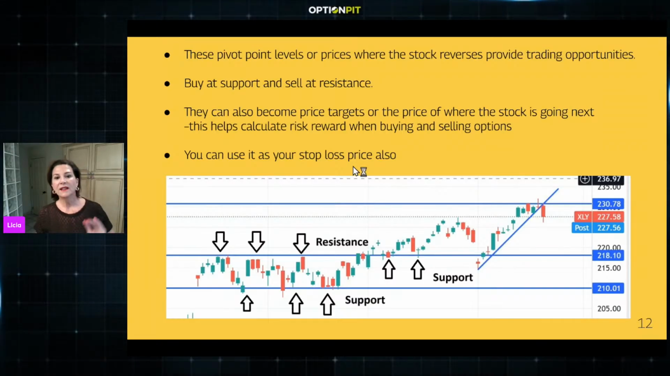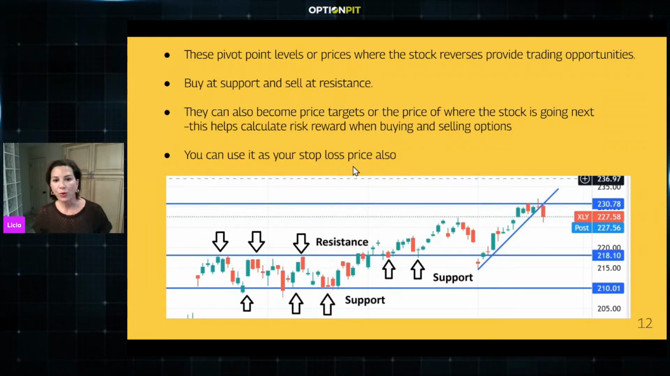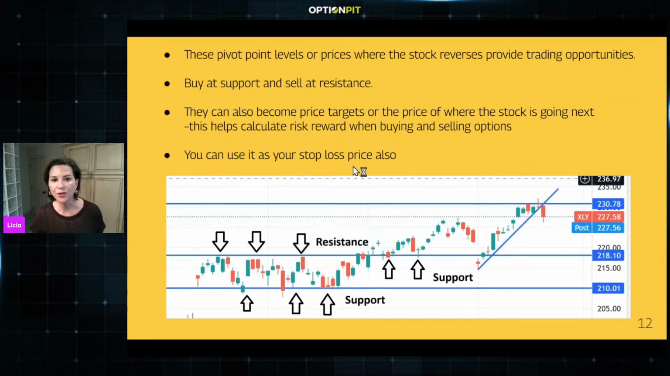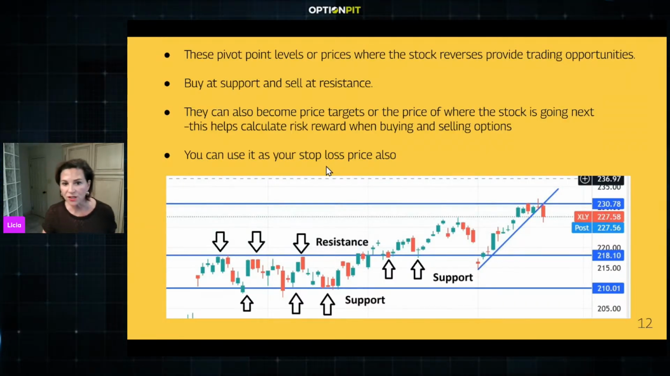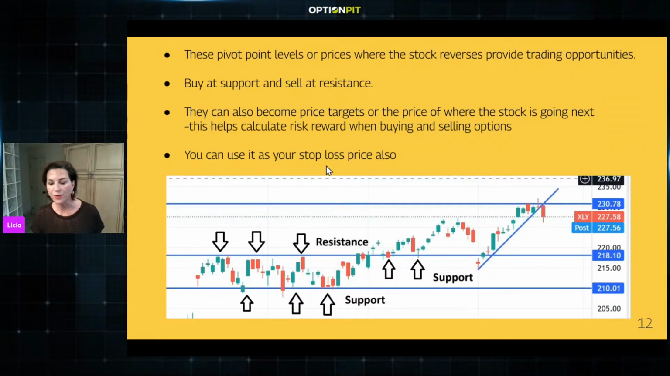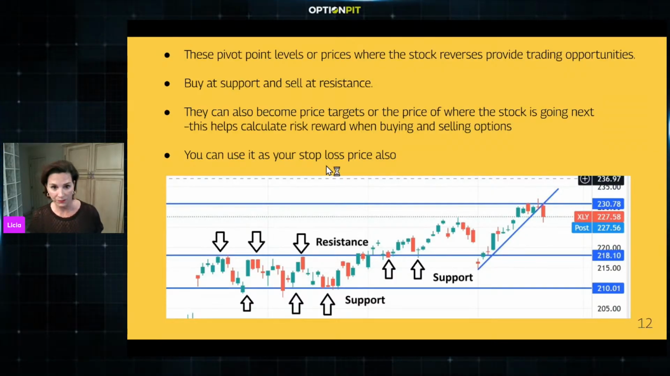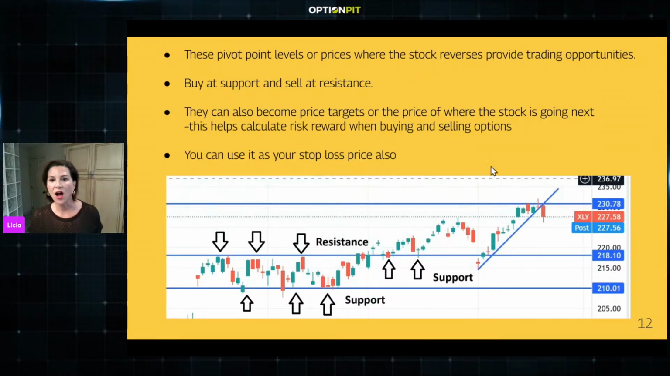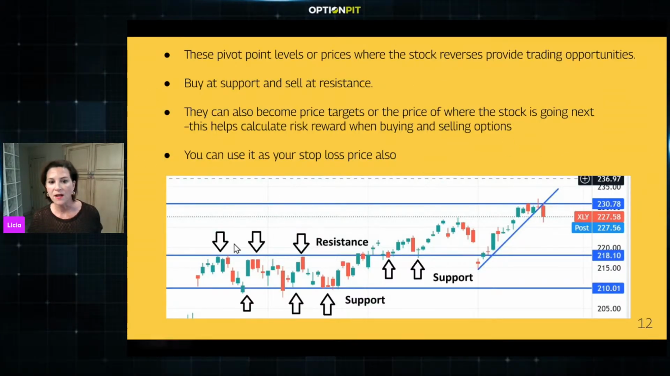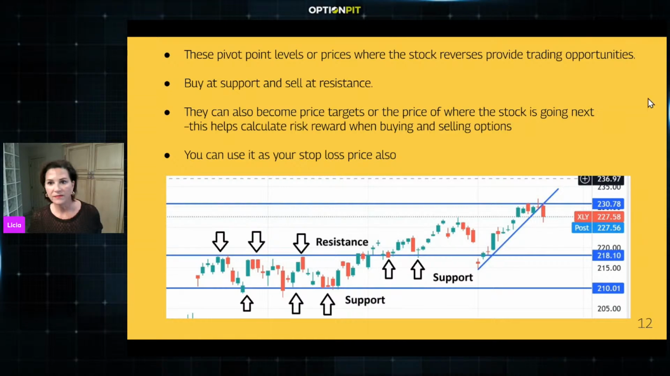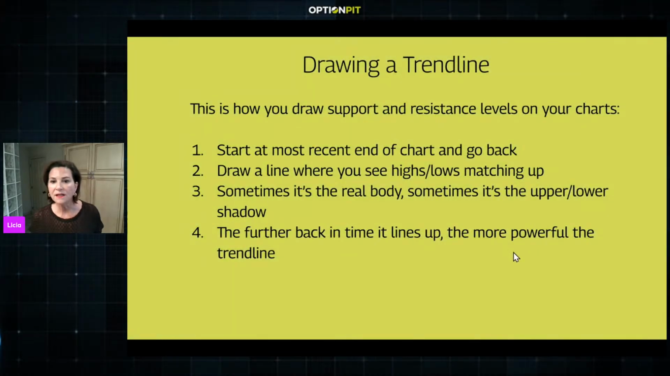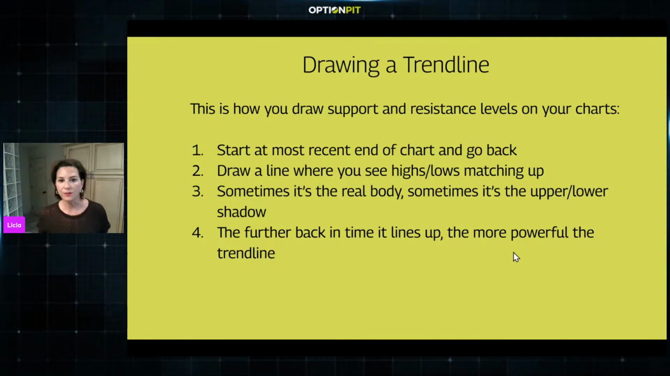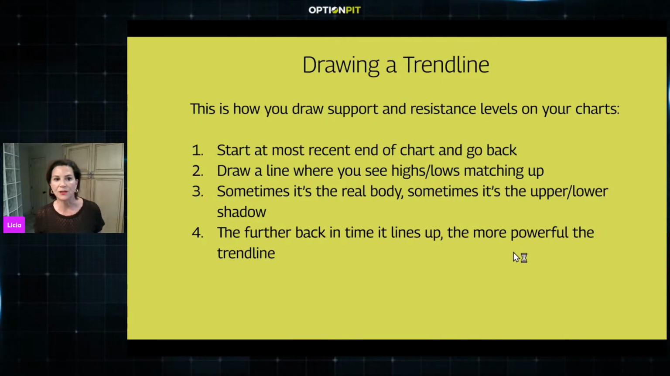So pivot points, trend lines, support and resistance show you buying and selling opportunities, show you price targets where your stock may be going, help you evaluate your risk reward, and provide a stop loss. All your trading plan right there based on the trend lines. Super easy, great strategy, and many people use it. If you're not, you're missing out on a super powerful, easy tool.